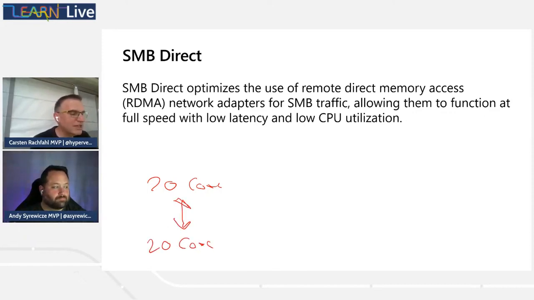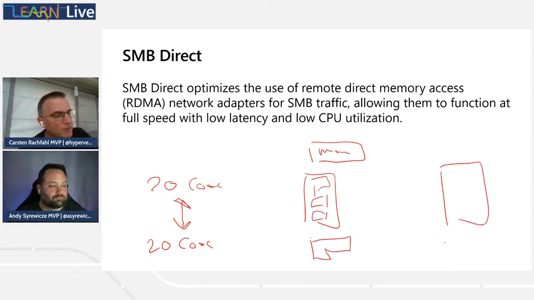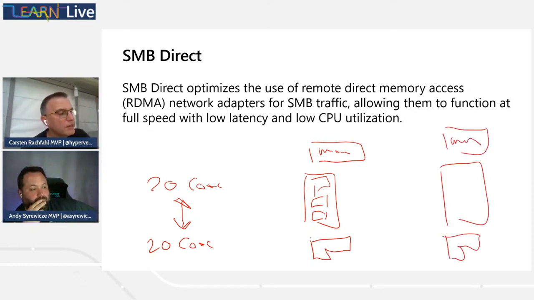And you would say, Carsten, are you crazy? 20 cores to move the data? Is there not something else? Yes, there is something else, SMB Direct. So with SMB Direct, we have our memory, we have our kernel here with the TCP/IP stack, and then we have our network card. If we move data from one node to another, from the memory, we go through the kernel, there we use the cores, then we go over the network and go again through the kernel and use all the CPU power to move the data.